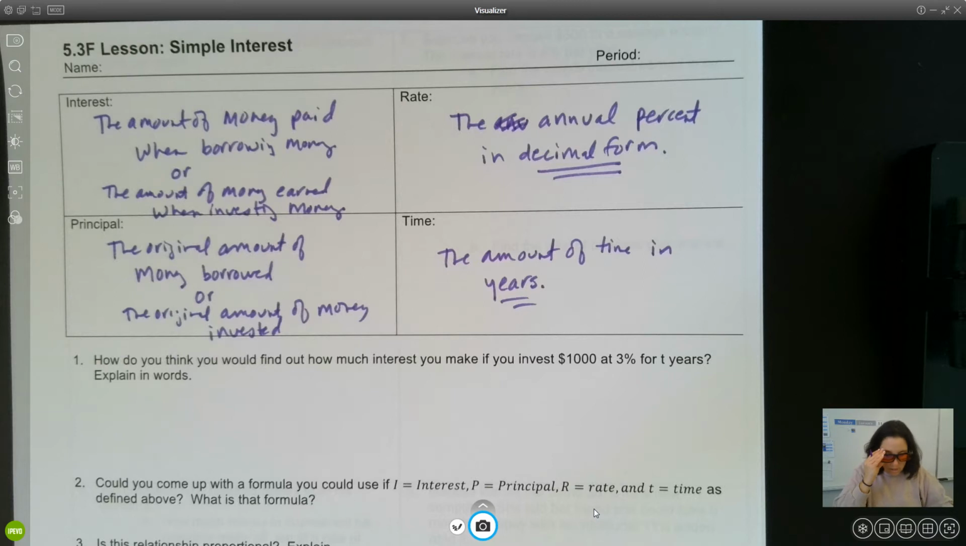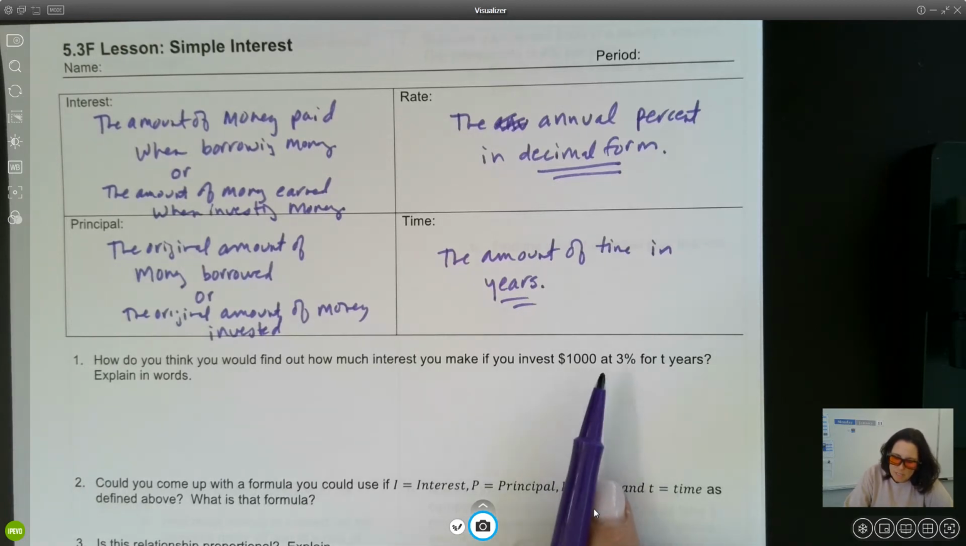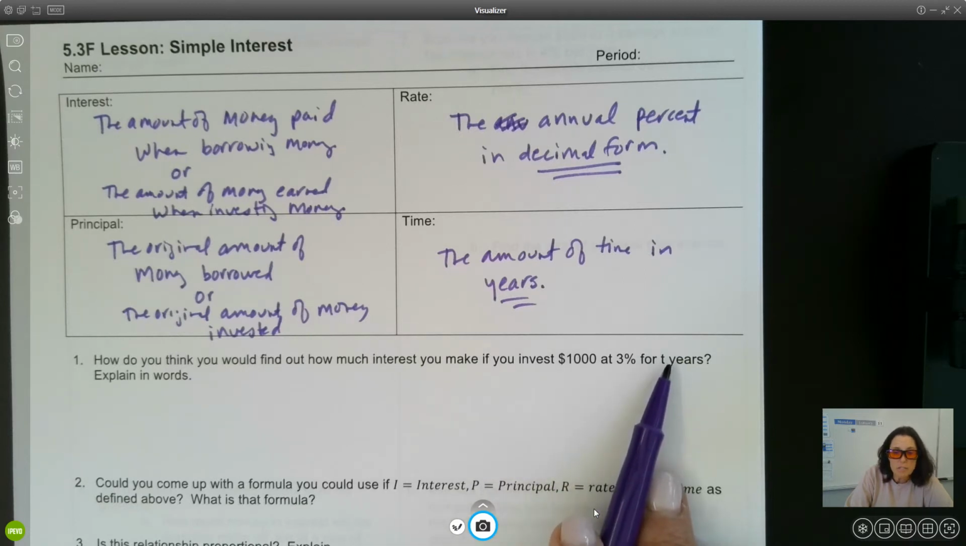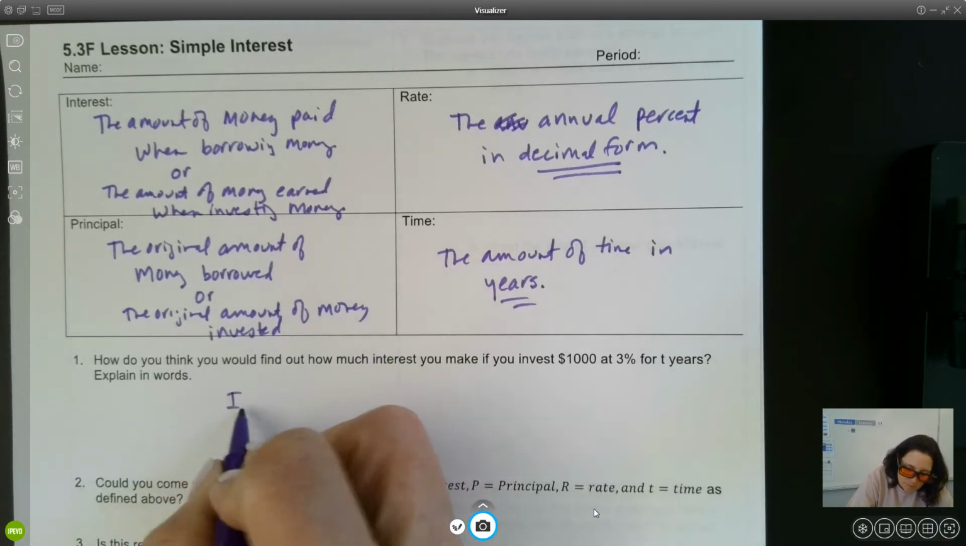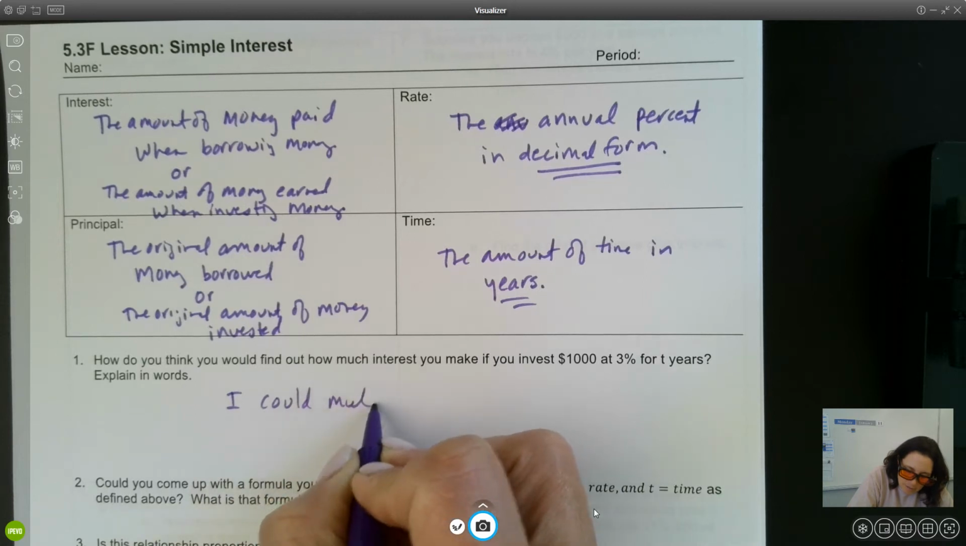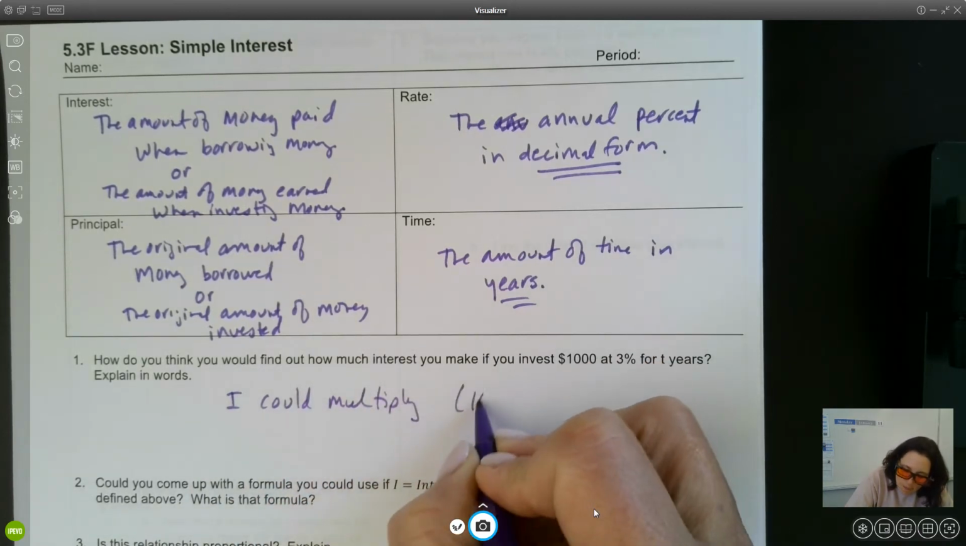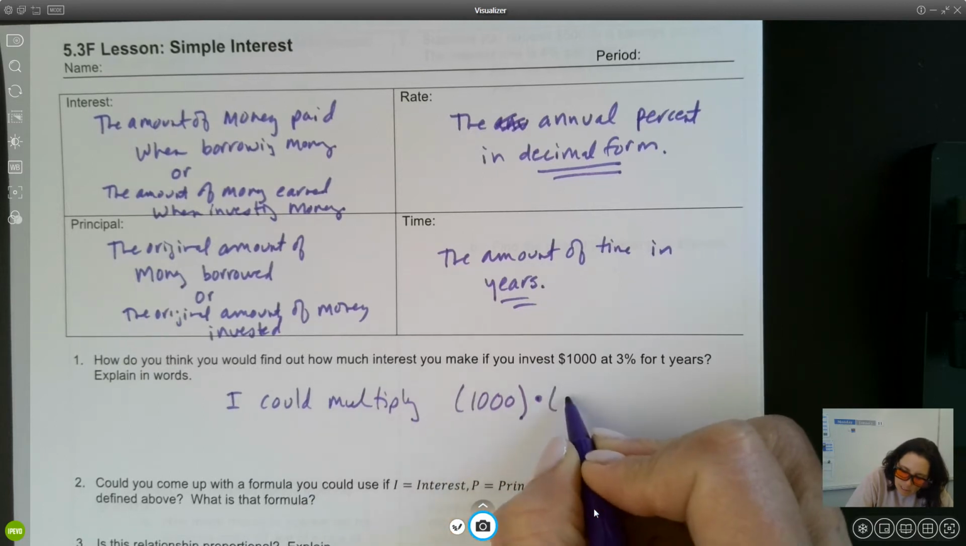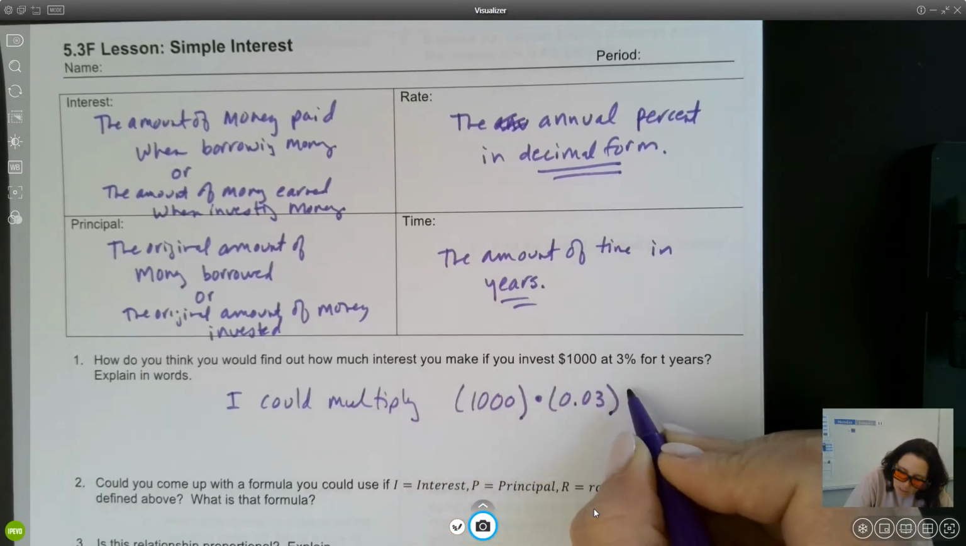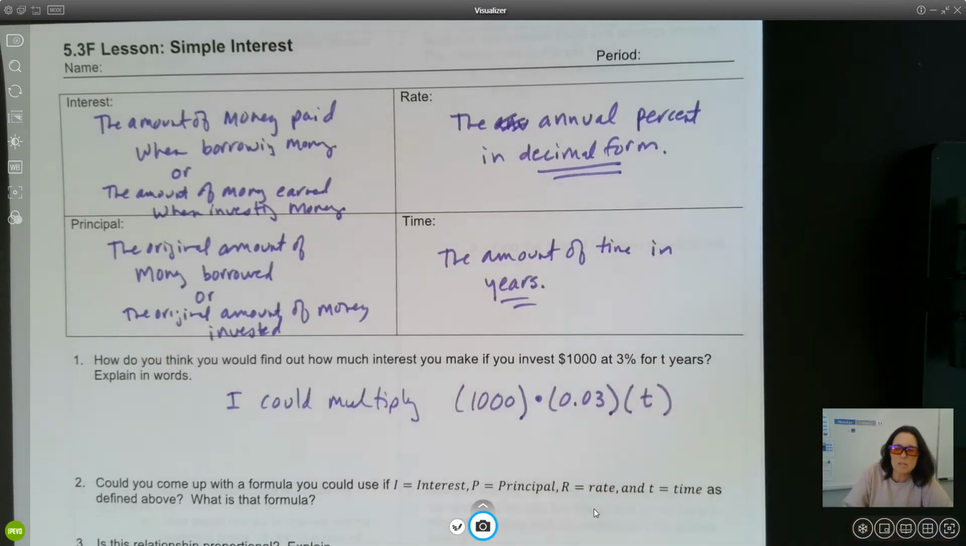So it says, how do you think you would find out how much interest you make if you invest $1,000 at 3% for 2 years? It should make sense that I multiply together the $1,000 by the 3% by the length in years. So I could multiply 1,000 by 0.03 by whatever t is in years. I'm multiplying these three things together. Remember, the percent is always written in decimal form, and the t always has to be in years.